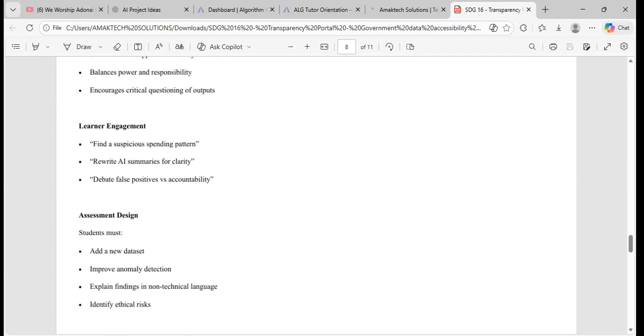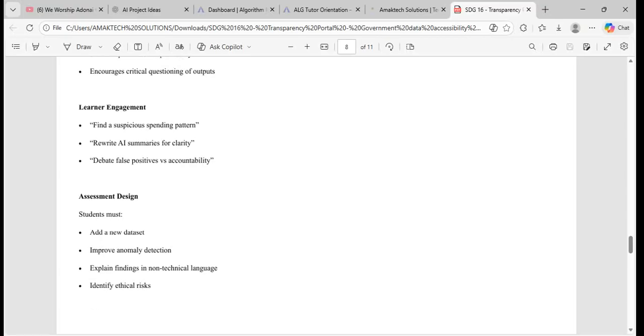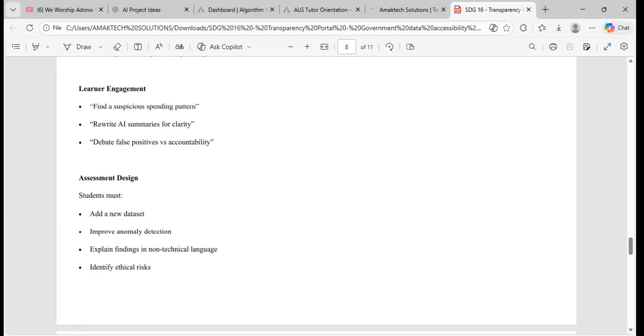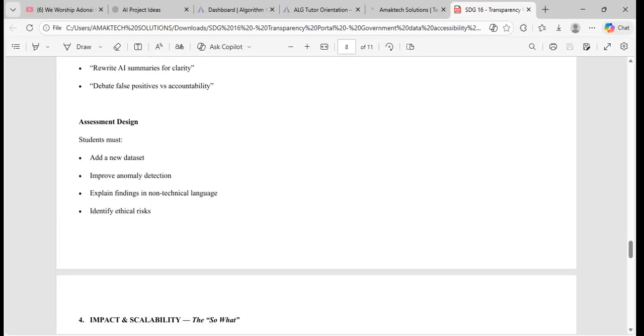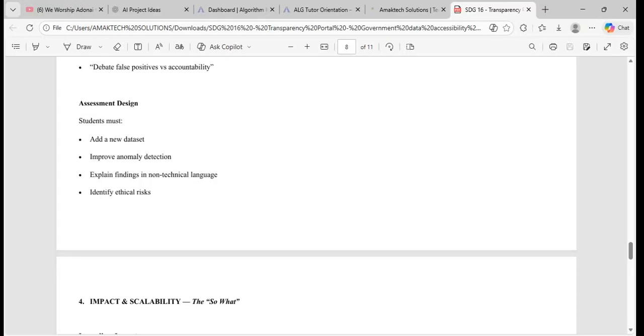Learner engagement: find a suspicious spending pattern, rewrite AI summaries for clarity, debate false positives versus accountability. And there is the assessment design. Students must add new datasets, improve anomaly detection, explain findings in non-technical language, and identify ethical risks.